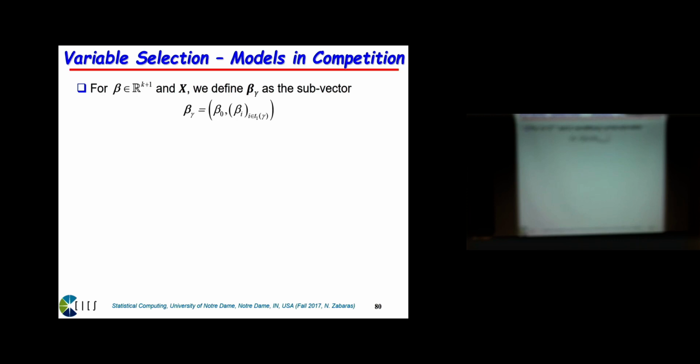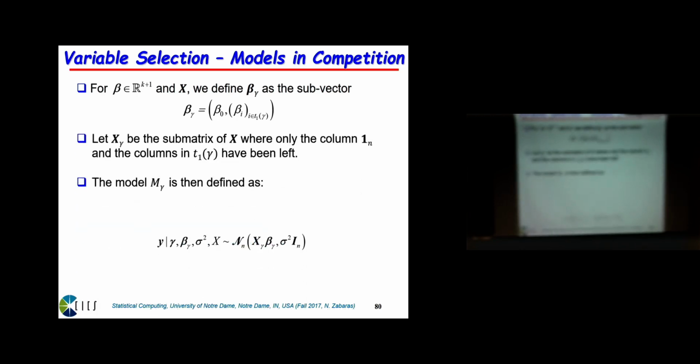So we're going to call this model M gamma, all right? And somehow all the formulas that we have used for everything we have done today and on Tuesday and the previous lectures is like conditioning on gamma. If I know what variables are in, I can do any calculation.